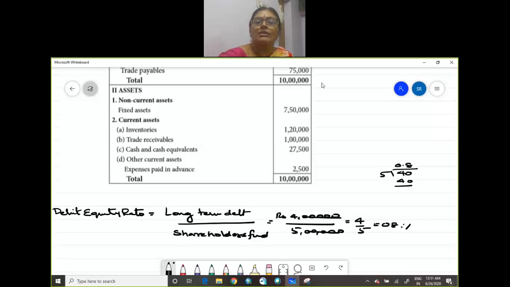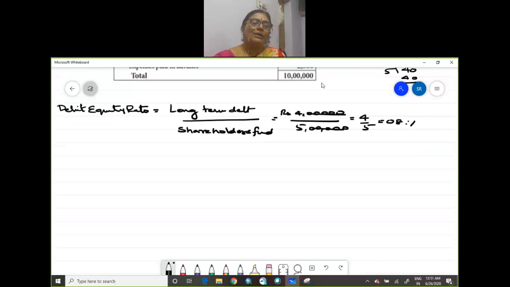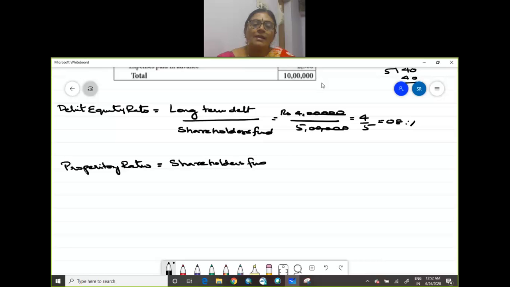Now what is the next ratio they're asking us to find out? They're asking us to find out proprietary ratio, followed by capital gearing ratio. So proprietary ratio. What is the formula for proprietary ratio? Shareholders fund divided by total assets. Shareholders fund we already have here. You have calculated 5 lakhs.